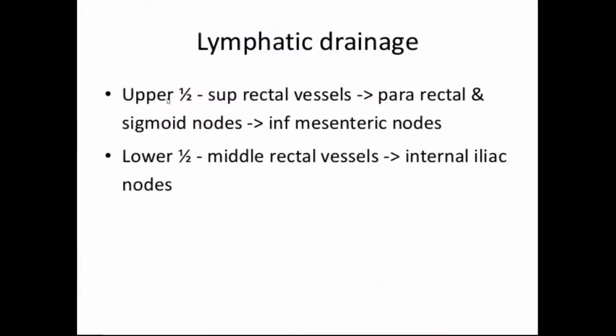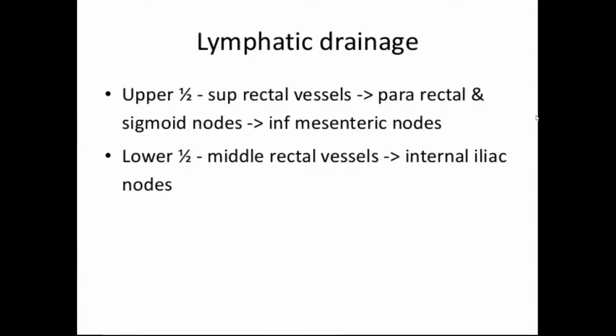Lymphatic drainage: the upper half of the rectum drains to the upper rectal and sigmoid nodes, finally to the inferior mesenteric nodes. If you note, the arteries come from the inferior mesenteric artery, the vein goes to the inferior mesenteric vein, and even the lymph node goes to the inferior mesenteric node. This is why we do the high ligation of the inferior mesenteric artery in rectal cancers. Usually the lymph nodes follow the arteries. Okay, clear? Yes.